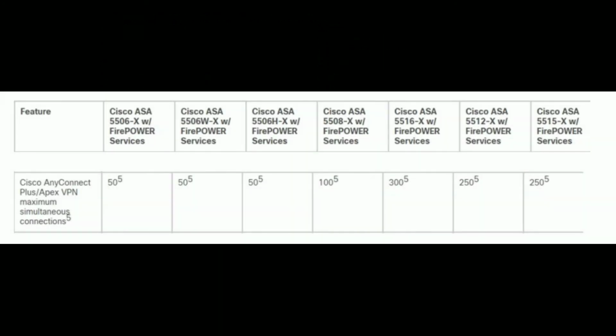Here you can see the maximum number of Cisco AnyConnect Plus or Apex VPN simultaneous connections is different for different models. For more information, please find the link in the description below.